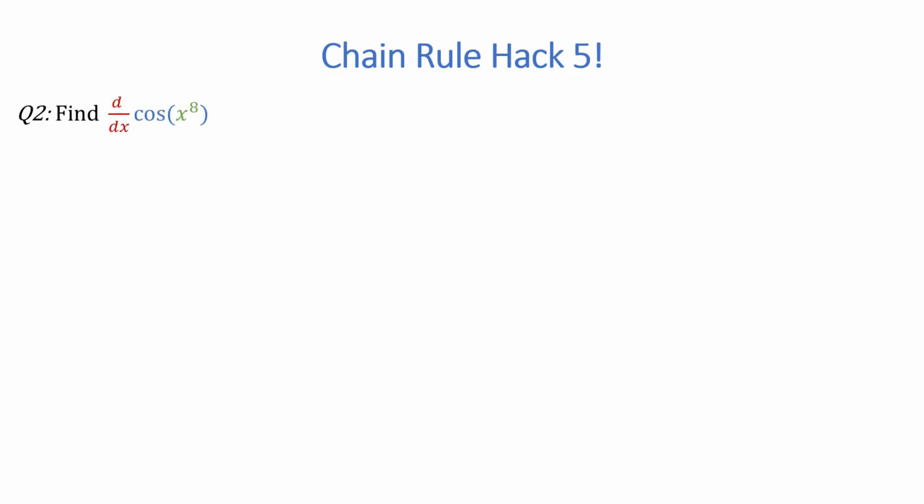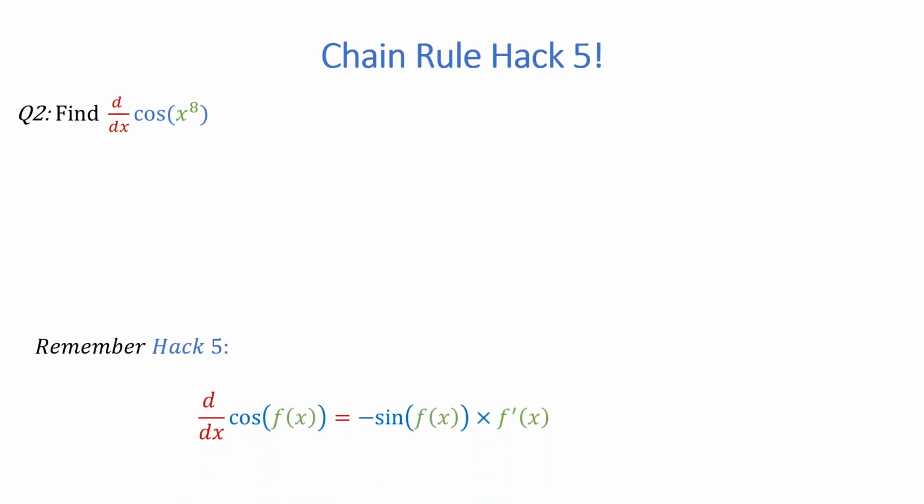Let's look at the last hack. Anytime we want to find the derivative of cos of f of x, what we need to do is it becomes negative sine f of x times the derivative of f of x. So in this case, our f of x is x to the power of 8, and its derivative will be 8x to the power of 7, found using the power rule.